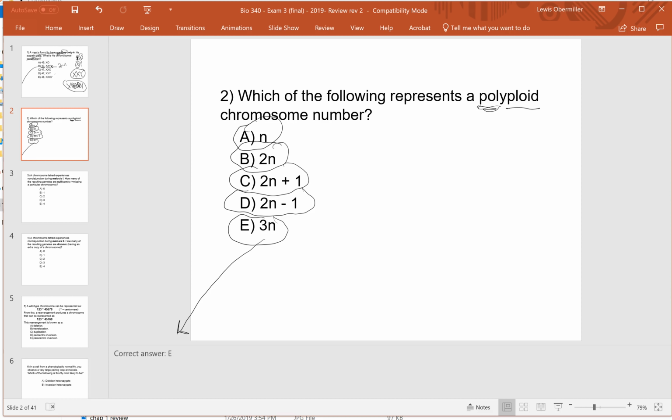Polyploidy is more than 2. So that would be 3 or more. So 3N, 4N, 5N, etc. would all be polyploidy.